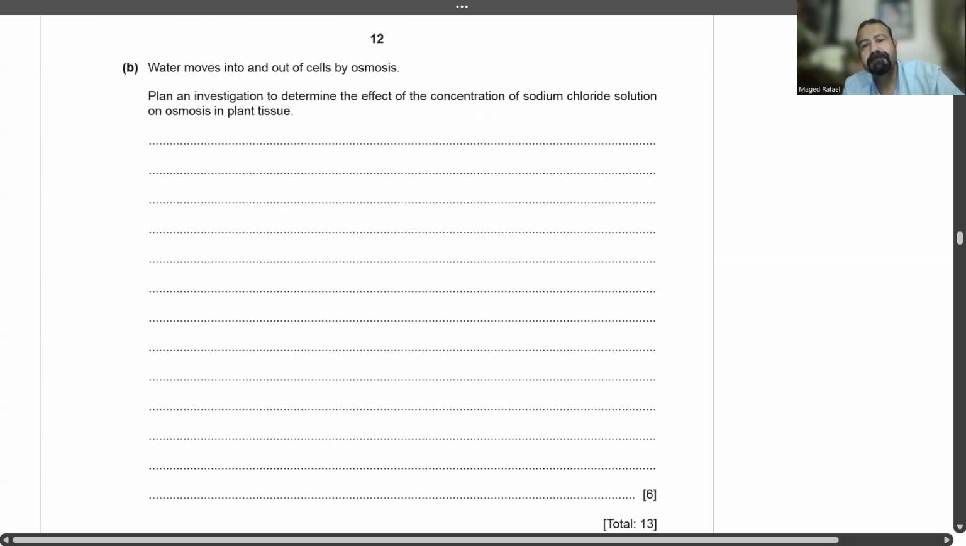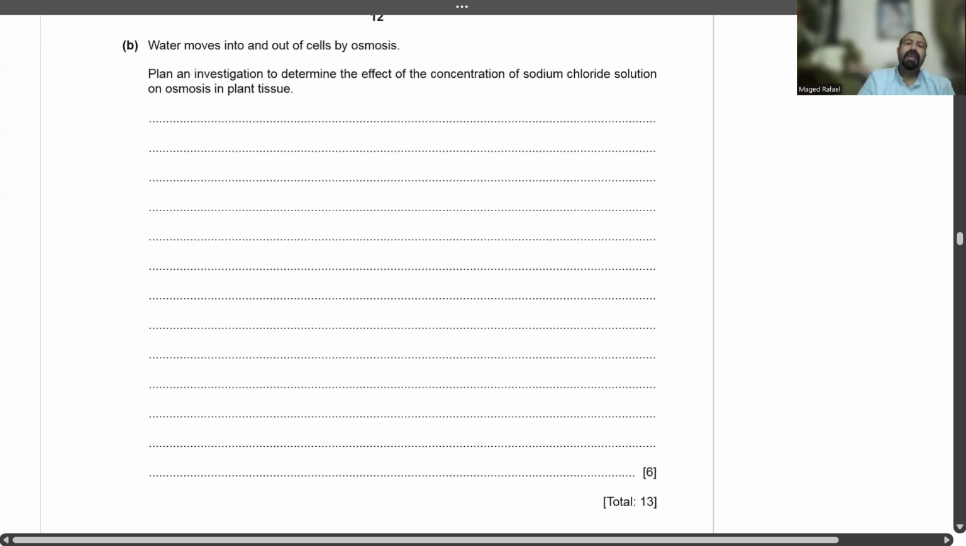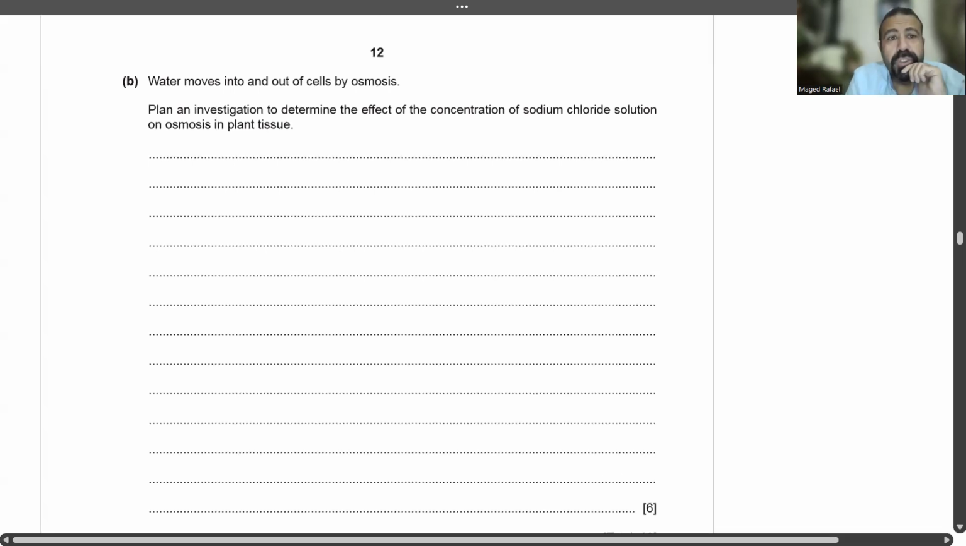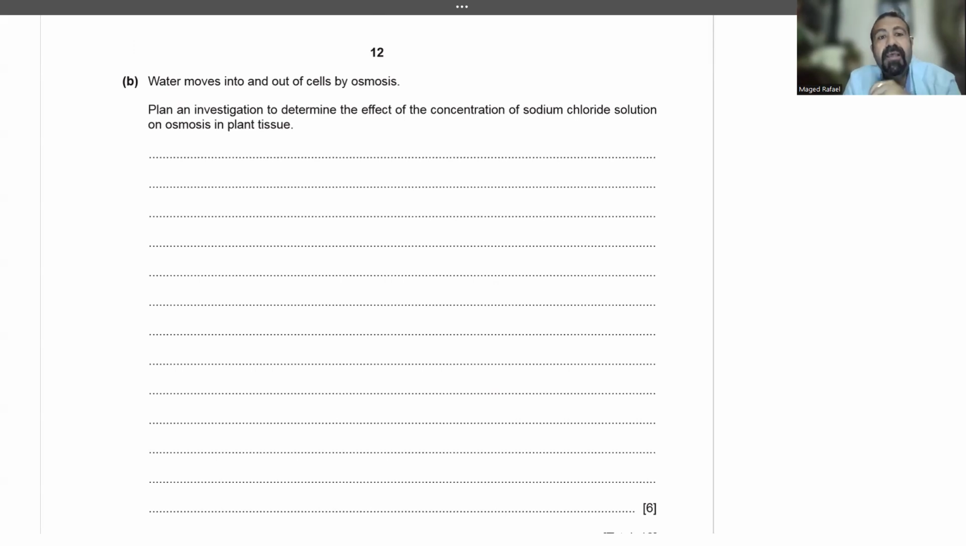Another question. Last question in this paper. Imagine we finished this paper in almost 40 minutes. We can say 45 minutes because we might take 5 minutes in writing this plan and investigation. Okay. Water moves into and out of cells by osmosis. Plan an investigation to determine the effect of the concentration of sodium chloride solution on osmosis in plant tissue.